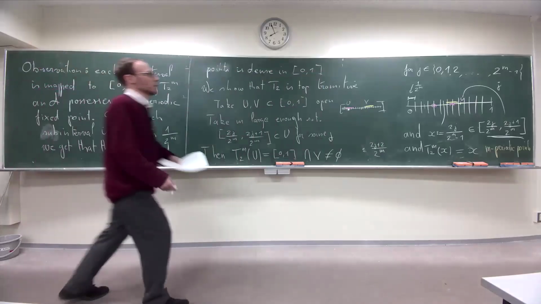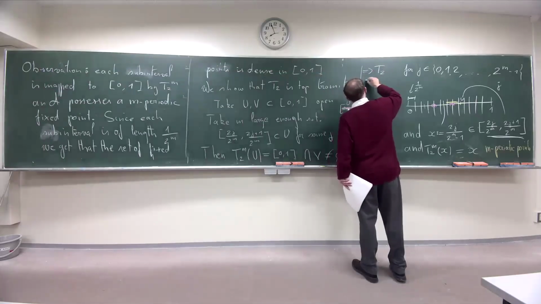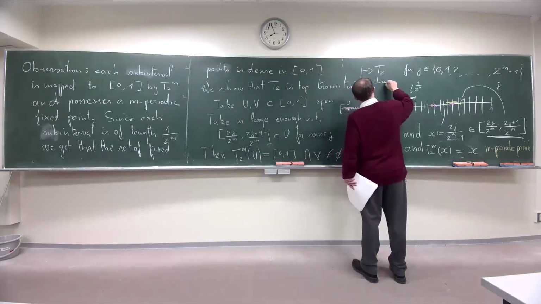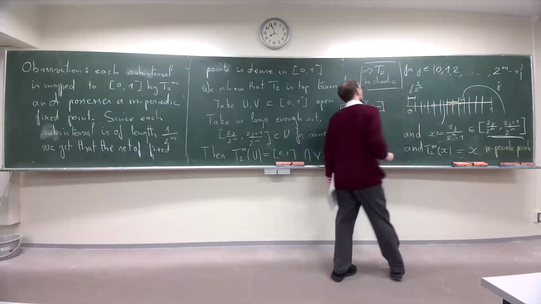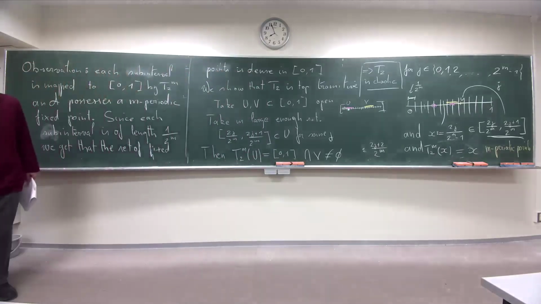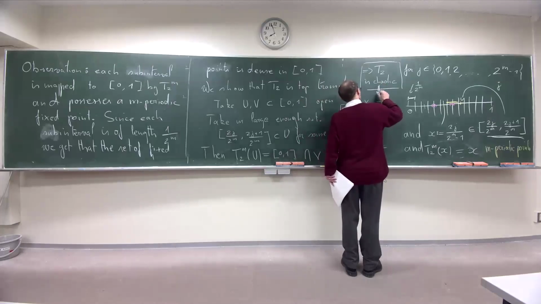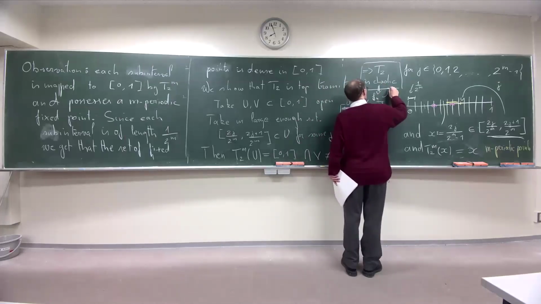So the conclusion of this is that T2 is chaotic. This is what we have just proved. We have an example of a chaotic system. We check the two conditions, and next time I will show you that it implies that F4 is also chaotic.